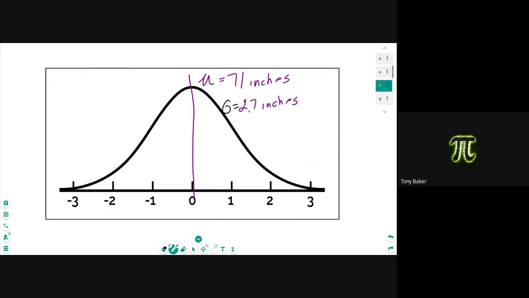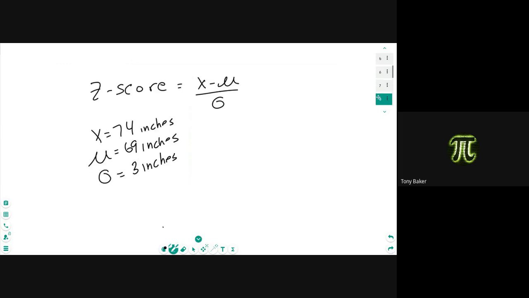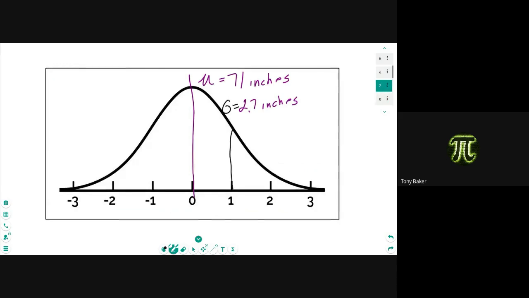Okay. So the mean right in the middle, 71 inches. So how tall would somebody that's one standard deviation above be? How tall would one standard deviation above the mean be? Yeah. We're going to take the mean and we're going to add 2.7. So it'd be 73.7 inches. Two standard deviations. We would add another 2.7. And we'd get 76.4.